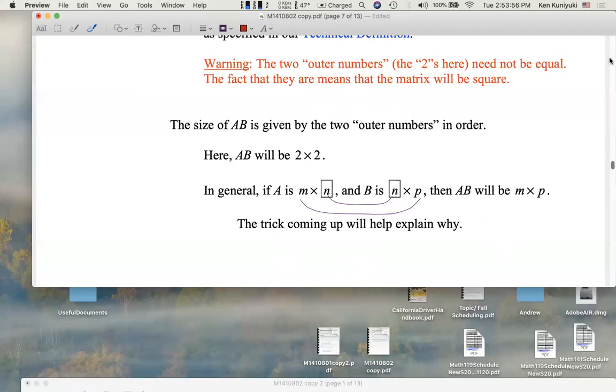Okay, now, if a matrix product is defined, how can you find the entries in that matrix product? You don't do it by just multiplying corresponding entries like we did for addition. It's different. We take dot products.